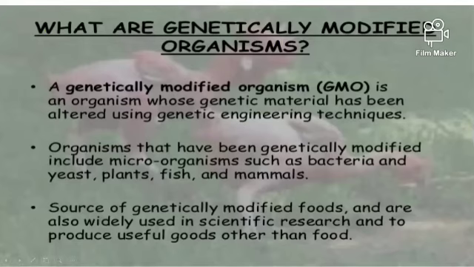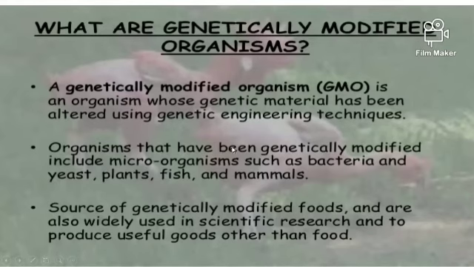After this, you have genetically modified organisms. A genetically modified organism is known as a GMO. It is an organism whose genetic material has been altered using genetic engineering techniques. You alter the genetic material of the organism using genetic engineering techniques, and we get a new one that we call a genetically modified organism.